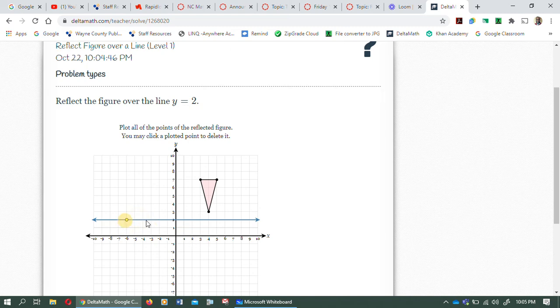But anyway, if you want to reflect this over this horizontal line, reflect each point over it. 1, 2, 3, 4, 5. 1, 2, 3, 4, 5. Reflect each point over it. 5, 5. Okay. Boom. Just like that.